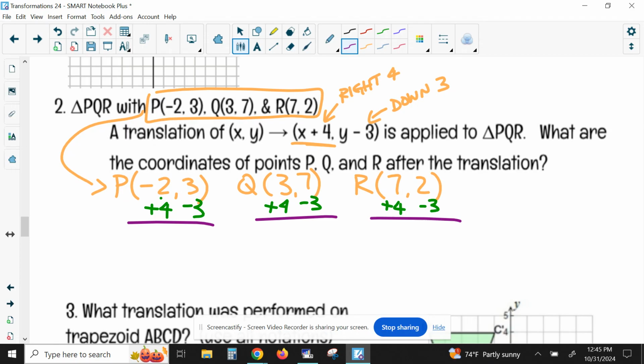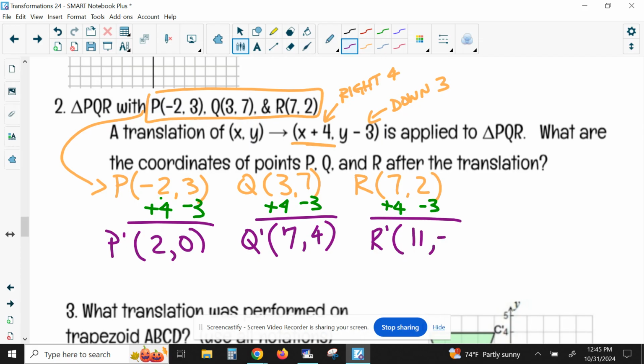Okay, so what do we call our new point P? P prime. So P with a little prime symbol. Okay, what are our new coordinates going to be when we add 4 and subtract 3? (2, 0). Okay. That's our point P prime. Now our Q prime. What are we going to get for Q prime? (7, 4). Bless you. Our R prime is going to be (11, -1).